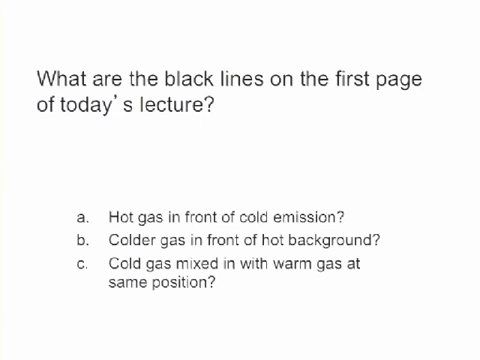Those lines represent gas. The gas comes in front of them, and they scatter the light all over the place. All right. They don't keep the light going straight to us.